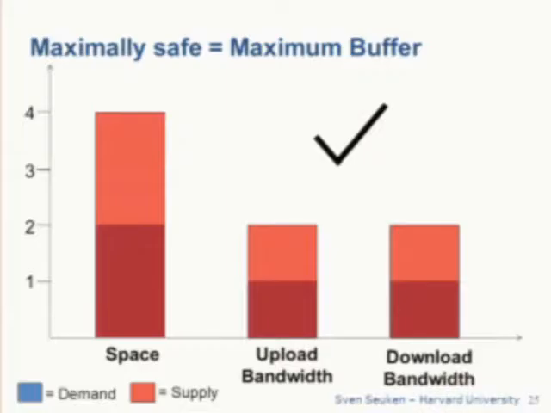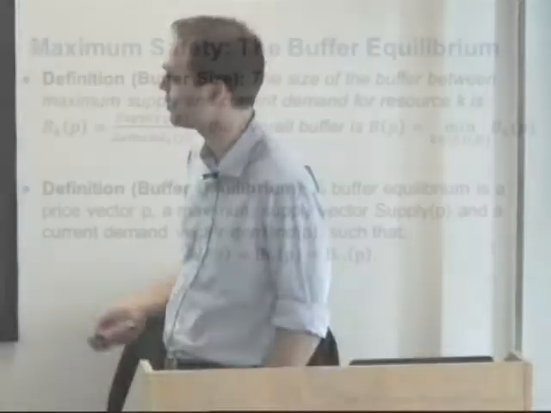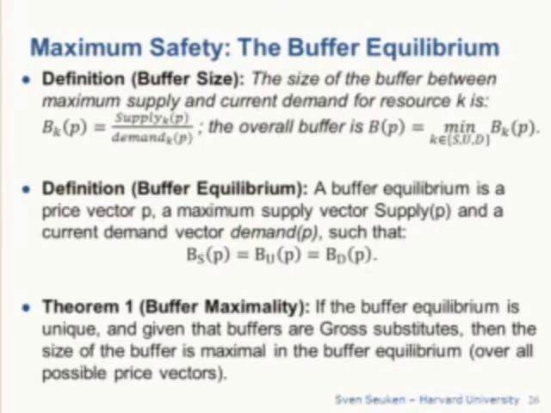So the relative buffers are the same as I've shown you in this picture. And then we show in the paper that if the buffer equilibrium is unique, which it is under certain natural assumptions, and given that buffers are gross substitutes, which essentially means that user supply and demand reacts to price changes in a natural way, then the size of the buffer is maximized in the buffer equilibrium. So we show that if we find a price vector such that the relative buffers are the same, then we've maximized the buffer size in the whole system and essentially maximized the safety property of the system.